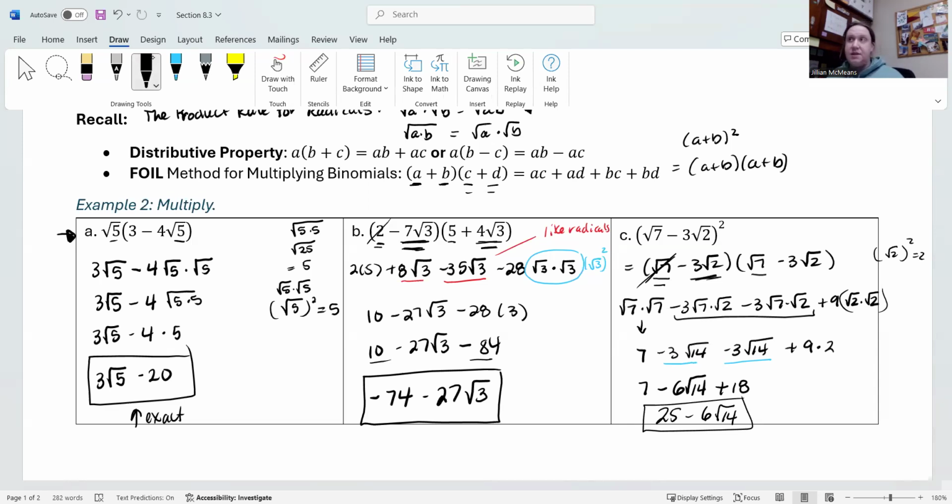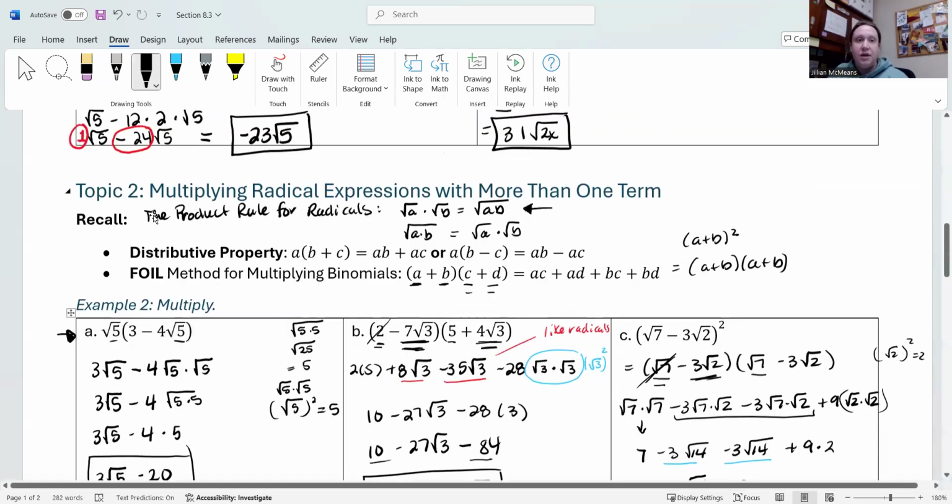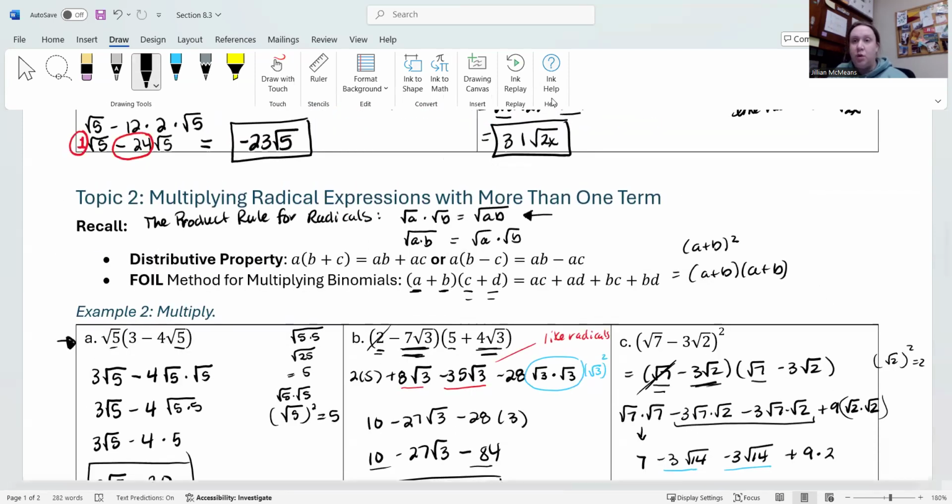Multiplying radicals is not difficult, but it is something you need to be very neat and organized with. Okay, there's lots of little pieces, and each of those little pieces really matters. So nice and slow, show your work, don't try to skip steps. Okay, so that is multiplying radical expressions with more than one term.